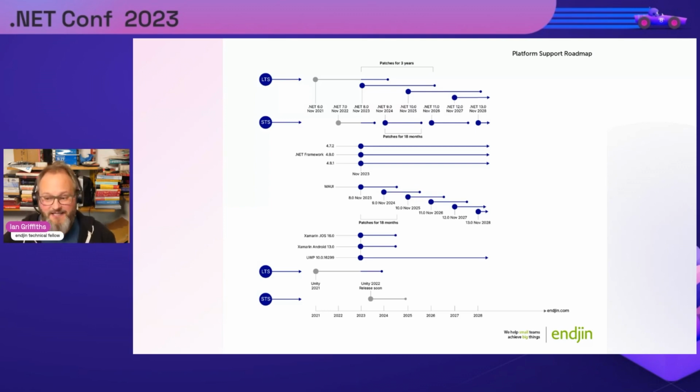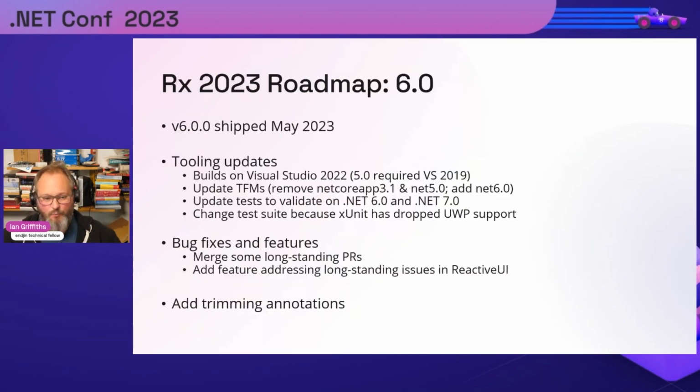Also, RX has had support for UWP for a long time. And although people are discouraged from using that today, it is still supported by Microsoft and will be for years to come because it's a Windows support thing. So we needed to define RX's position on that. And so this diagram is basically a snapshot of the foreseeable lifetimes of all the different platforms that RX needs to be able to run on. And this informed our plans for what we were going to do next. So what were those plans?